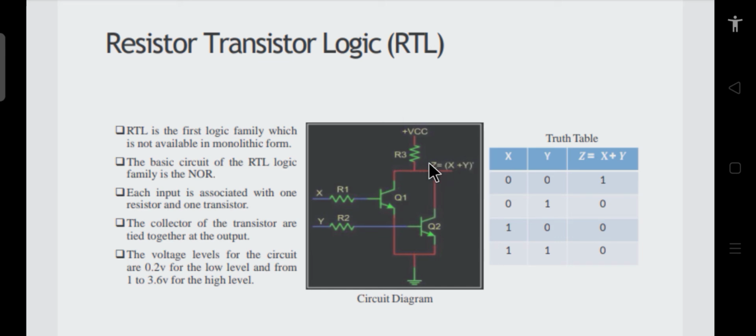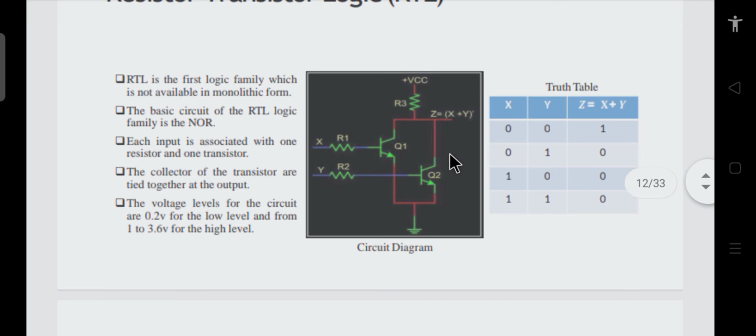So this is how this particular circuit works, and you can verify from this truth table that when both the inputs are 0 0, your output is 1. When either of the inputs is 1, the output is 0. So this circuit verifies the truth table of a NOR gate. That is why, with the help of RTL logic, it is very simple to design a NOR gate. This is the very basic design of the NOR gate. In RTL logic, the NOR gate is the basic building block, and this is how you realize a NOR gate in the RTL logic family.